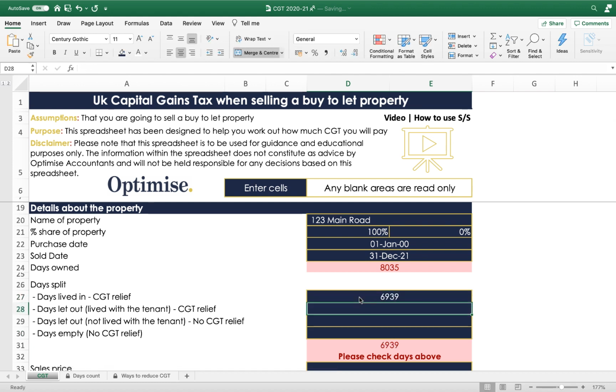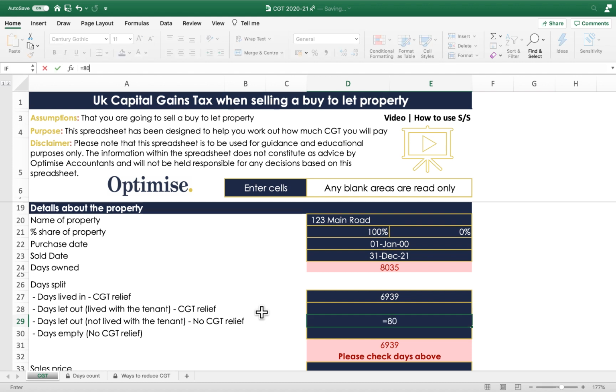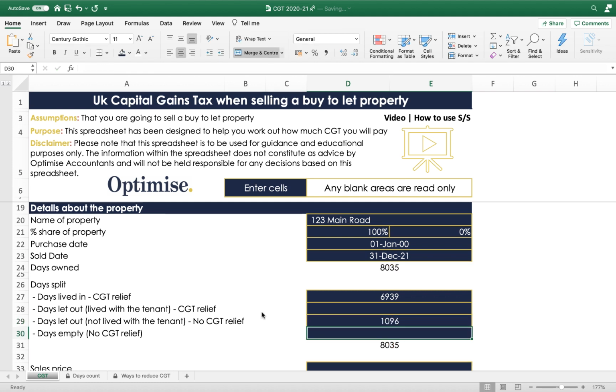And what we want to do is then, for the remaining period of time, we'll say it was let out, but I did not live with the tenant. So we'll say it's 8035 minus the 6939. So that tells us now, and you'll notice that all the red pieces have gone, which means that the day split now agrees to the days owned. So that's really important. If you've got red, there is a problem. You need to resolve it, and you just need to tweak these numbers here.